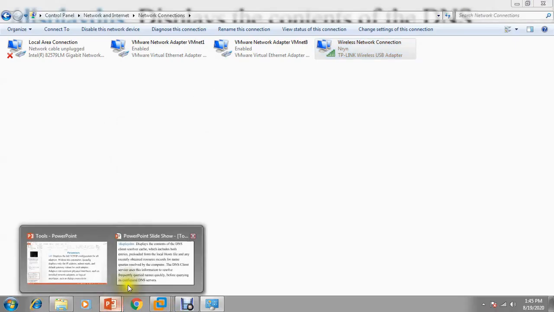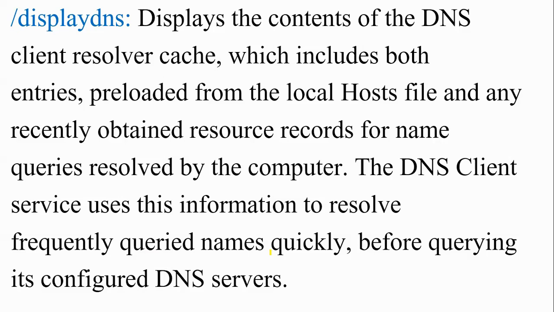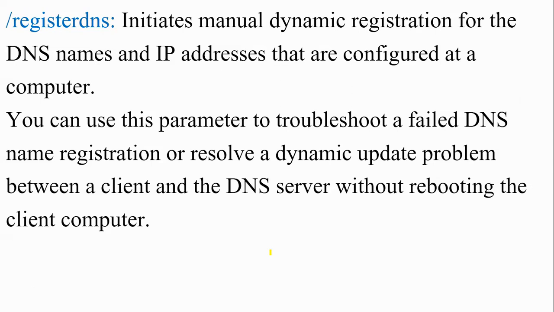Now next, registerDNS. You can run this command as well. So guys, what will happen here? It initiates manual dynamic registration for the DNS names and IP addresses that are configured at the computer. You can use this parameter to troubleshoot a failed DNS name registration or resolve a dynamic update problem between a client and DNS server without rebooting the client computer. So you can run this command also.